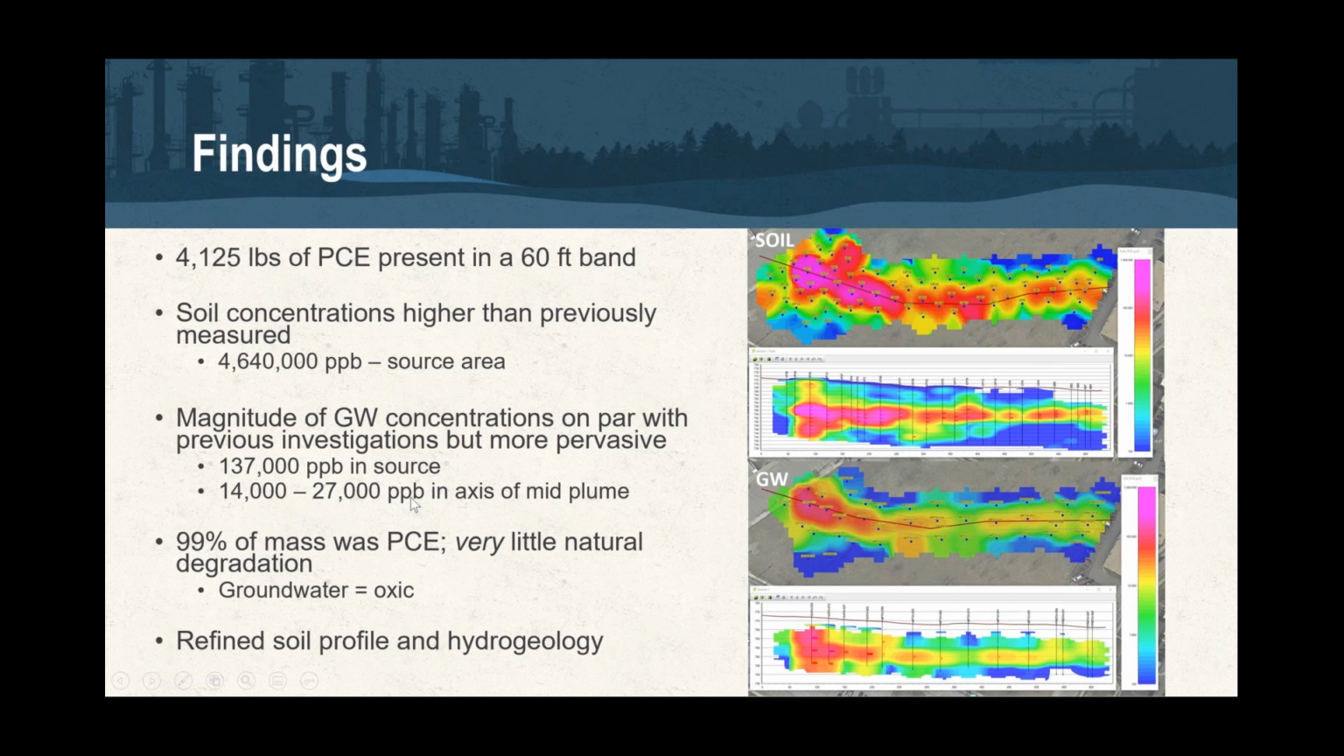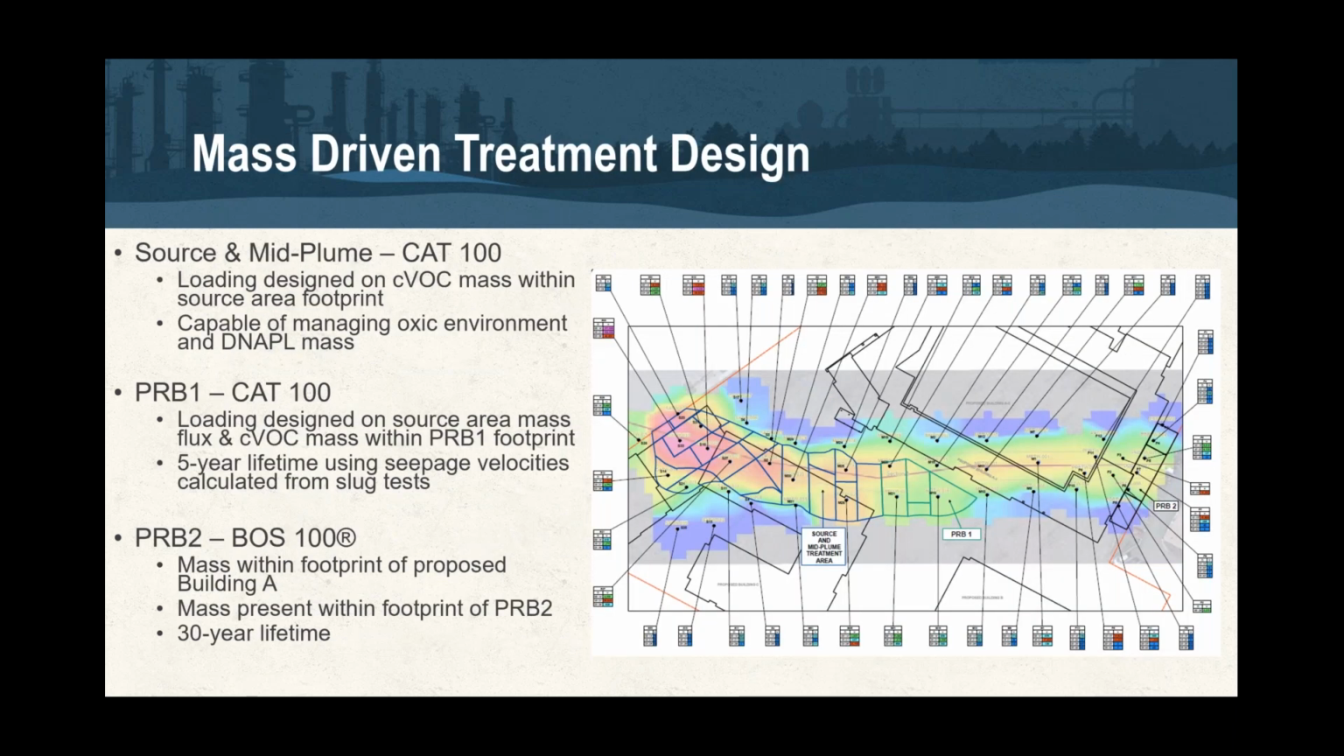And then the groundwater concentrations were all within the same magnitude that had previously been identified at the site, but were more pervasive. And then the mass was 99% PCE. There was not any daughter generation there just because of the oxic groundwater conditions.